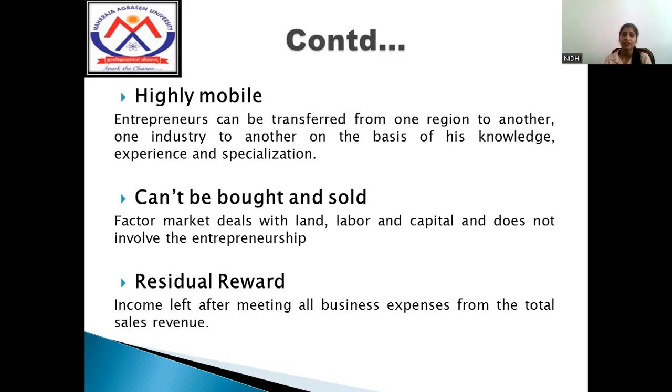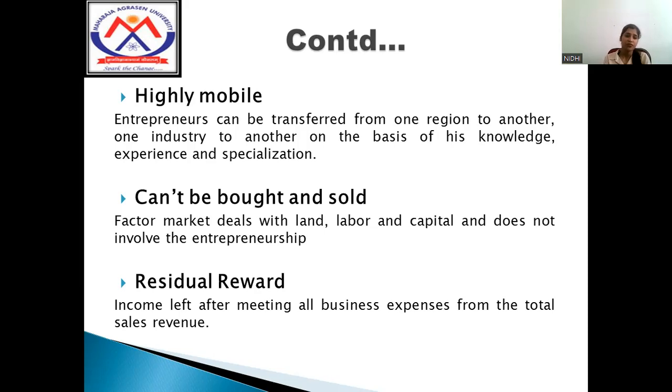Next is highly mobile. Entrepreneurs can be transferred from one region to another, and from one industry to another, depending on their knowledge, their experience, and their specialization. But entrepreneurs can't be bought and sold. If you talk about the other factors in the factor market, such as land, capital, and labor, those can be traded, but entrepreneurs can't be bought or sold.